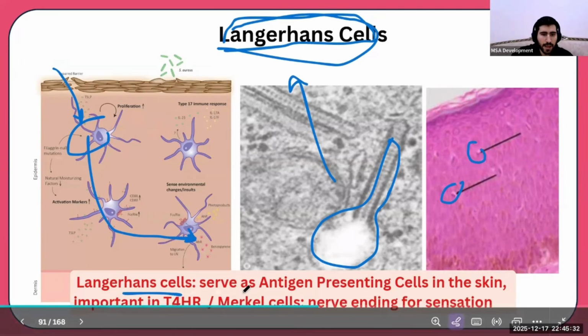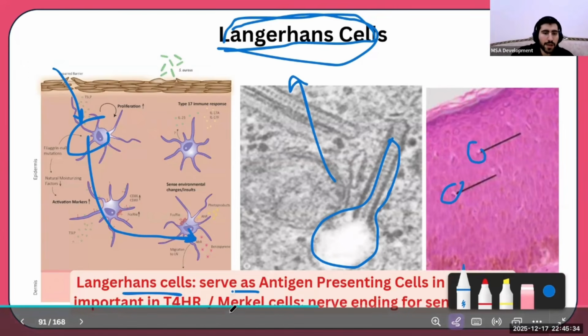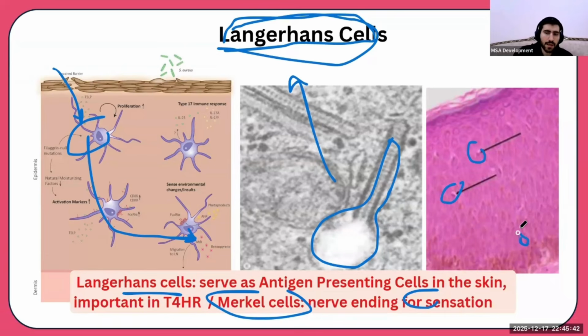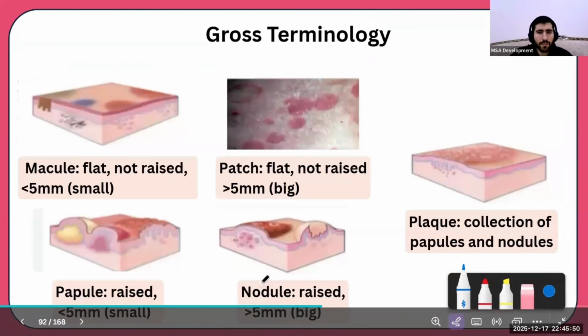Okay, that's Langerhans cells. We also have Merkel cells, which is a nerve ending that's important for sensation. I don't have a picture for it because we can't visualize it, but it's a cell here that is important for sensation. A question will be like, which of the following cells are important for sensation in the skin? The answer is Merkel cell.